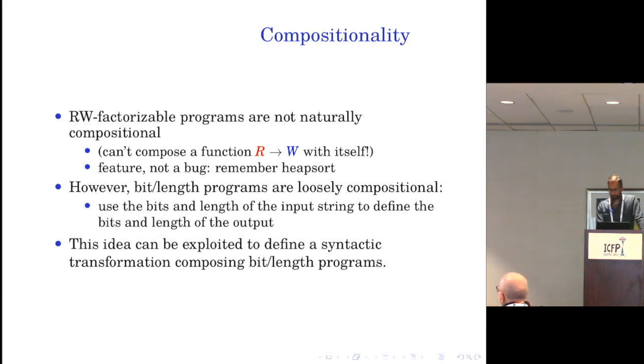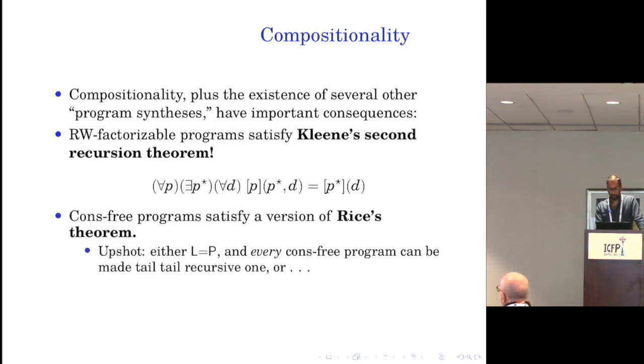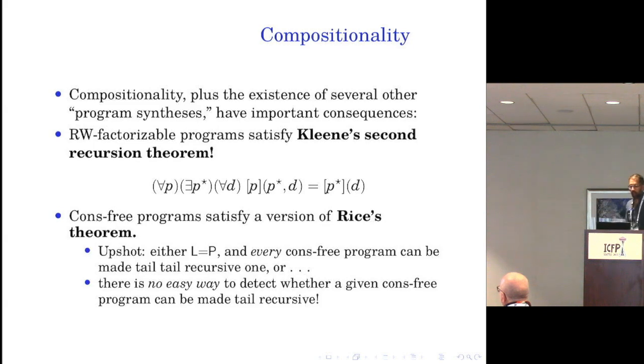Okay, I want to say some consequences, and I'll move a little bit more quickly here. But one is because you have these program synthesizing functions, we can compose them efficiently. We can actually show that these programs satisfy Kleene's second recursion theorem. I don't know that it's sort of known that Kleene's second recursion theorem follows from the existence of various program synthesizing things, but I don't know that it's been studied for sub-recursive programming languages before.